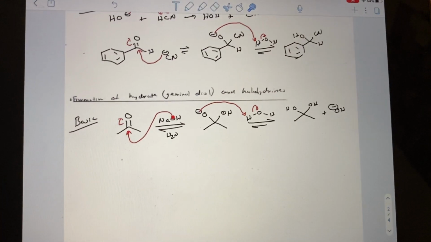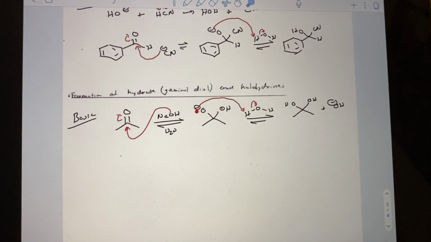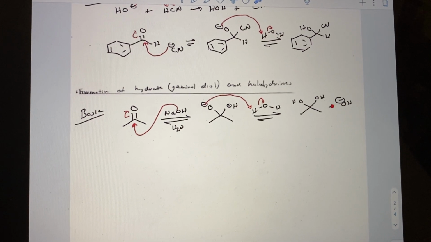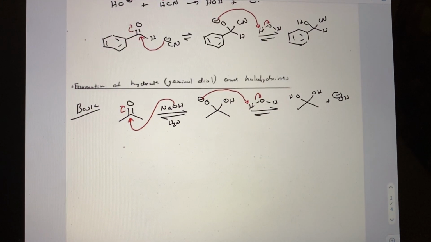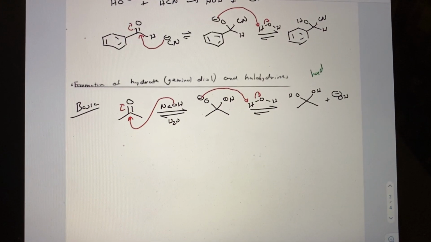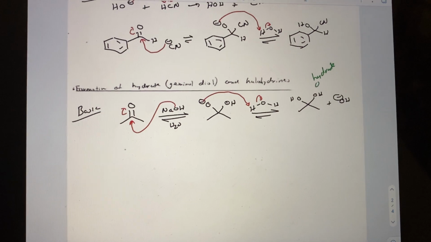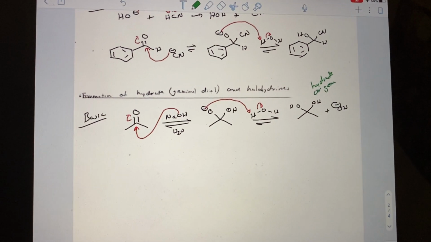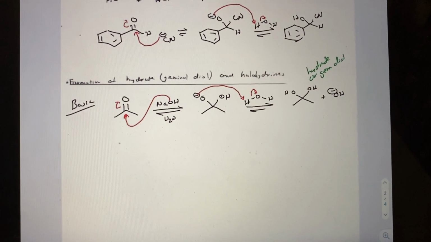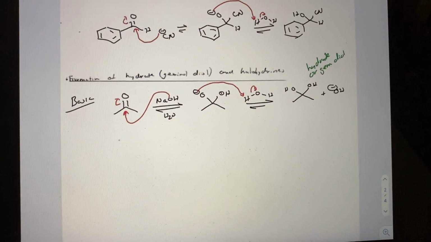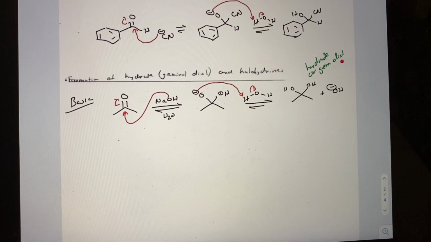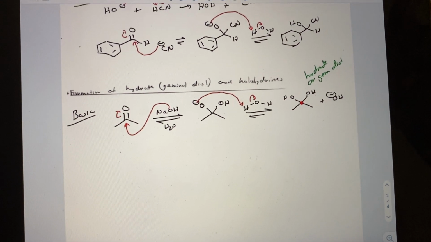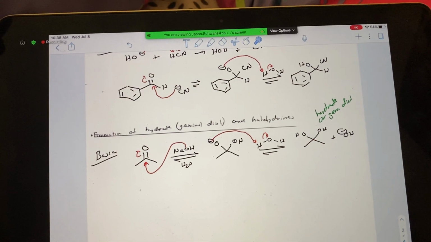I didn't draw the formal charge here, but negative formal charge, negative formal charge, negative formal charge. So that checks out. And as mentioned above, this species is known as a hydrate or a gem diol. A diol means two alcohols. So it's a di-alcohol, diol. And then gem is short for geminal, which means that they're both attached to the same carbon.